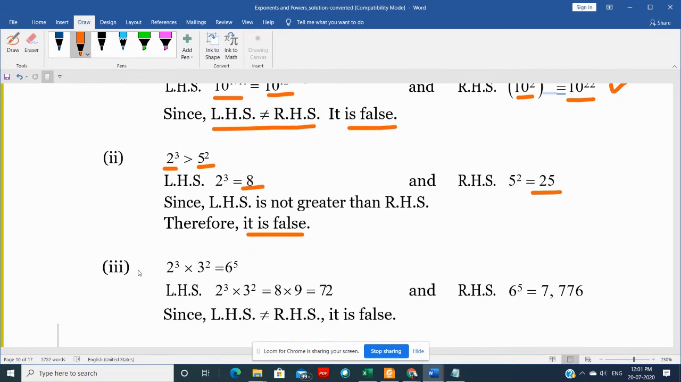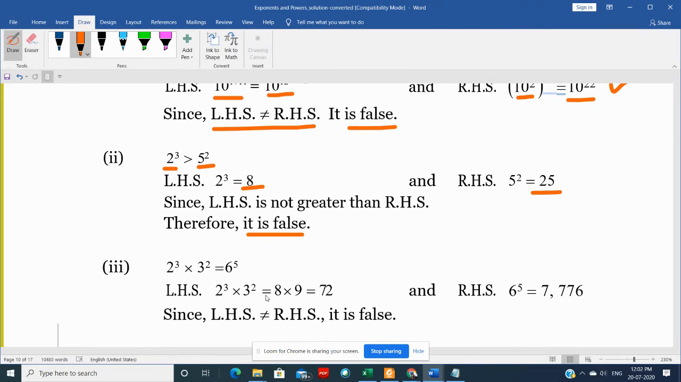Now, next question. Here it is also same. 2 cube into 3 square and 6 raised to 5. See, whenever it is easy to solve, I would suggest you solve it. See, 2 cube and 3 square. We cannot apply any rules here. We cannot apply any laws of exponents here. Alright, because the bases are also different and powers are also different. So we'll have to solve them.